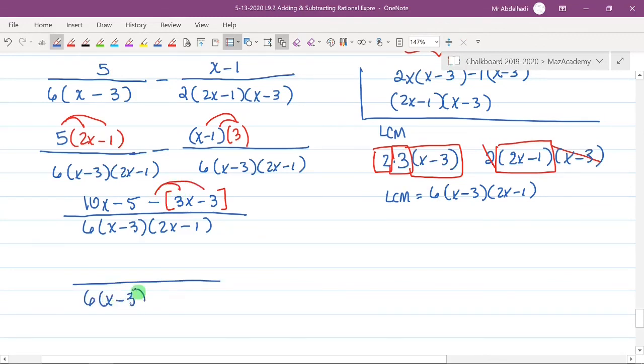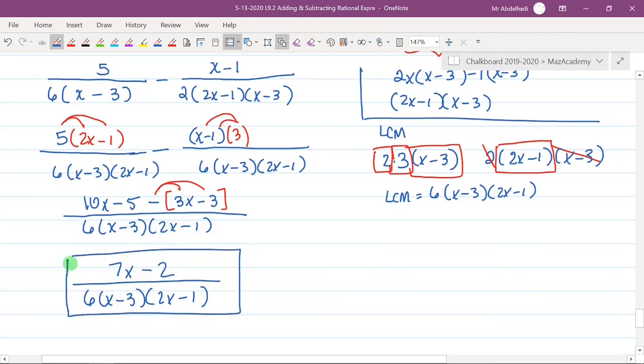So the denominator is already done. We can just copy that. This is going to be 10x minus 3x, which is 7x. And it's going to be negative 5 minus negative 3, which is plus negative 3. So negative 5 plus 3 is negative 2. And there we go. We are done.